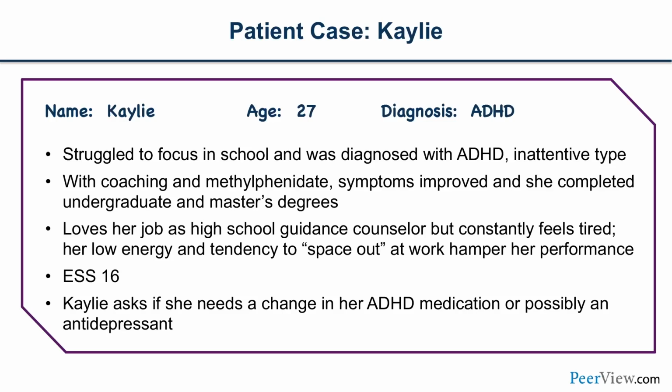Kaylee loves her job as a high school guidance counselor, but she constantly feels tired. Her low energy and tendency to space out at work hamper her performance. So she's having executive function problems, fatigue, sleepiness, and we use the Epworth score. The Epworth score is a quantitative measure of sleepiness. It goes to 24. I'm a 6. 10 or less is normal. And she's a 16, so she's pretty sleepy. So she says, I might need my medicine changed.